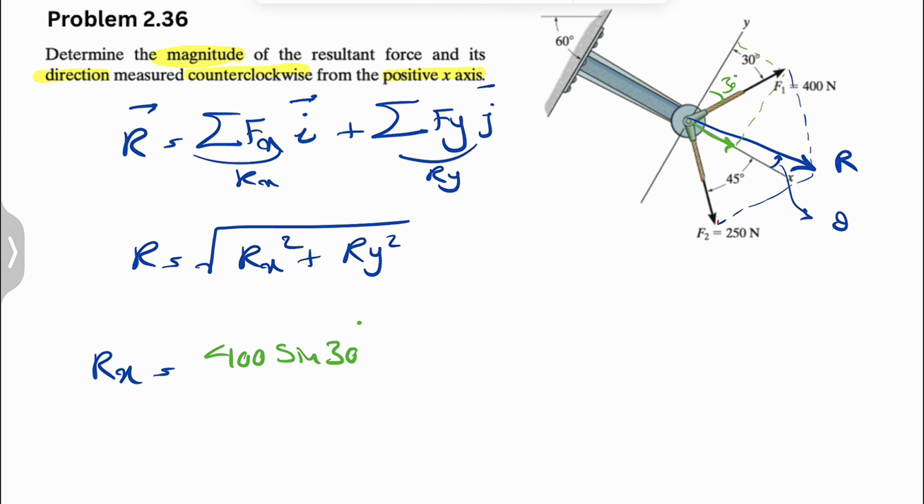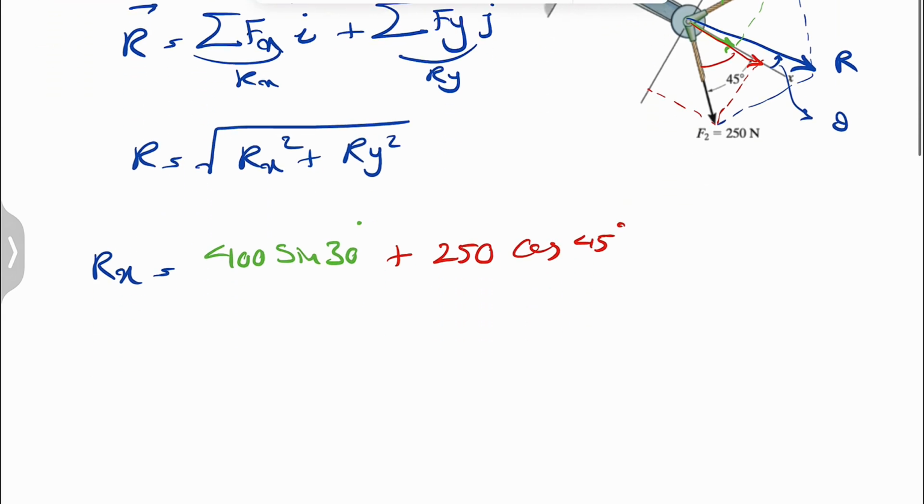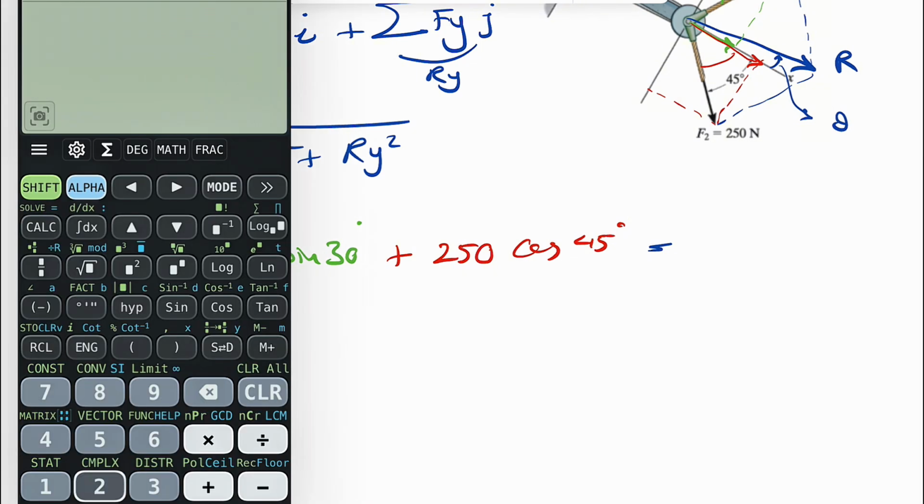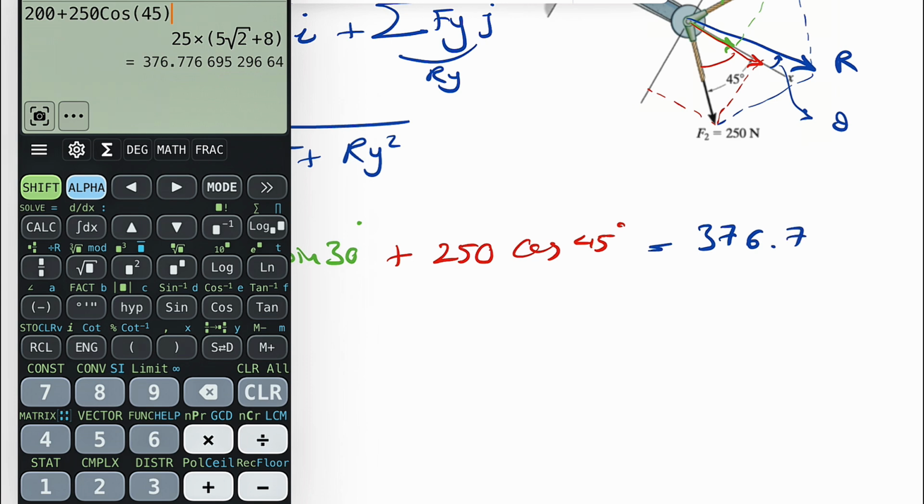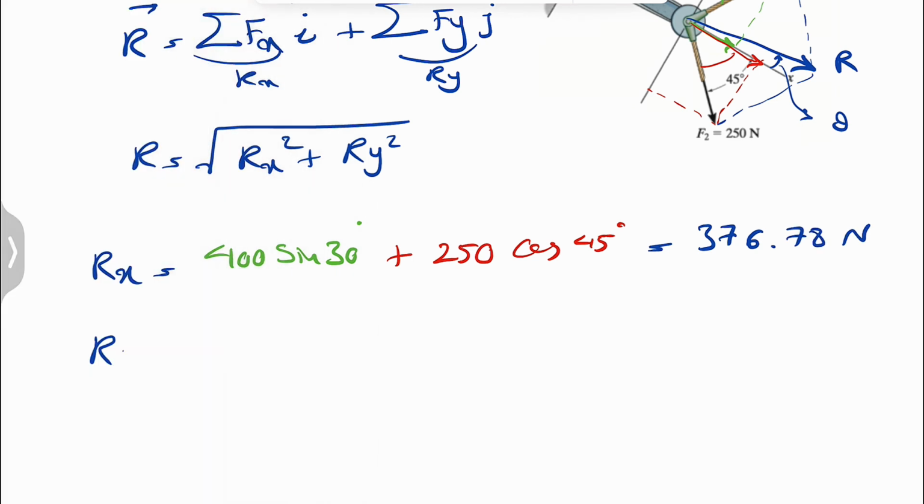We're going to have the similar story for F2. So this is going to be the X component of F2, also positive, so 250. And the angle that it makes is this angle, which is 45 degrees. So cosine of 45 degrees. That's going to give us the Rx, which is, so sine of 30 is 0.5. So basically 200 plus 250 cosine of 45, which is going to give us 376.78 newtons.